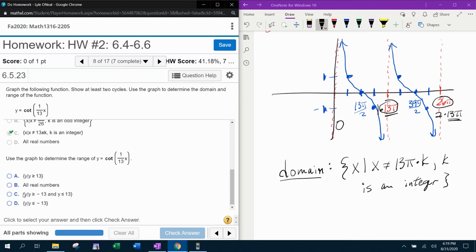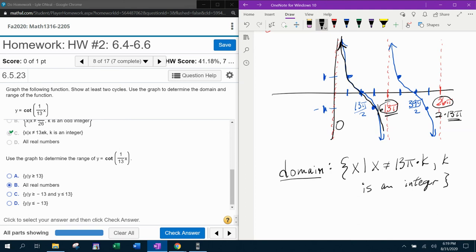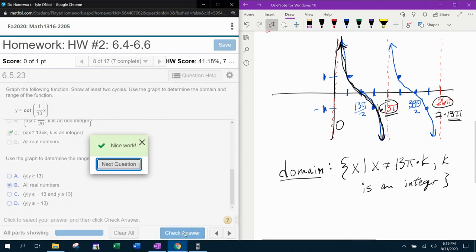And the range is going to be all real numbers, because notice that these squiggles, these graphs, they're going to go up forever and they're going to go down forever with no break in the graph. So they're going to cover all of the values of y from minus infinity to infinity.